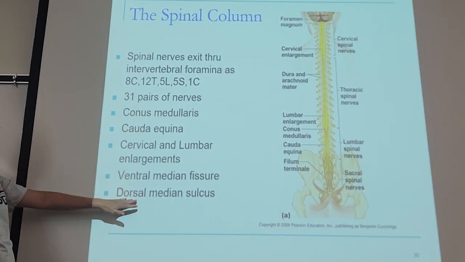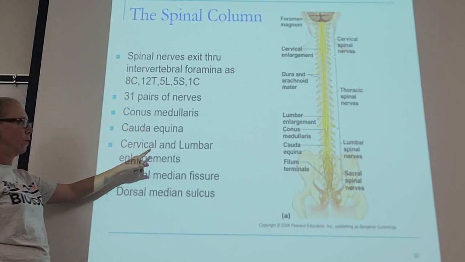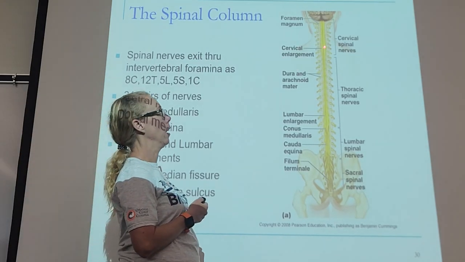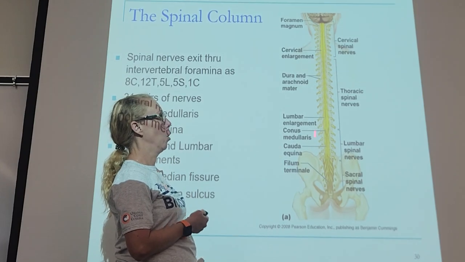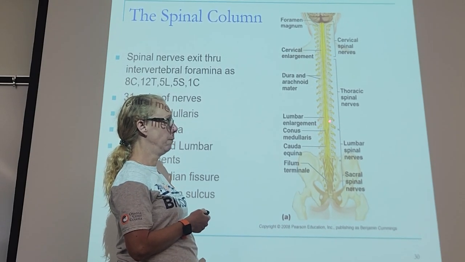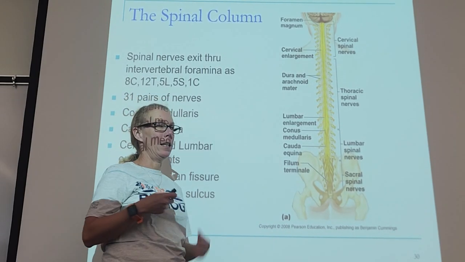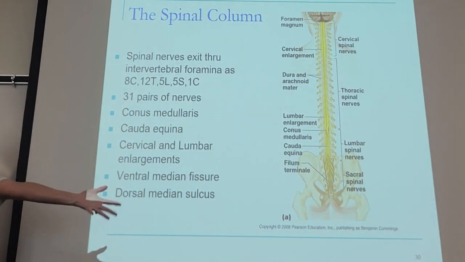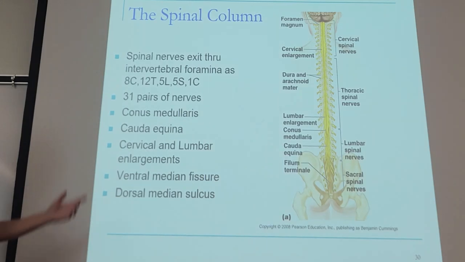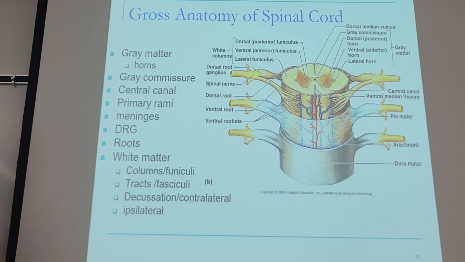We know the conus medullaris, cauda equina. We know the dorsal median sulcus and the anterior median fissure. Cervical and lumbar enlargements are essentially just enlargements of the spinal cord where nerves are going to exit into your extremities. So you have a cervical enlargement because that's where nerves are entering your arms through your brachial plexus, and then a lumbar enlargement where nerves are entering your legs from your lumbar and sacral plexus. Okay, so that's the only new term there, the enlargements.